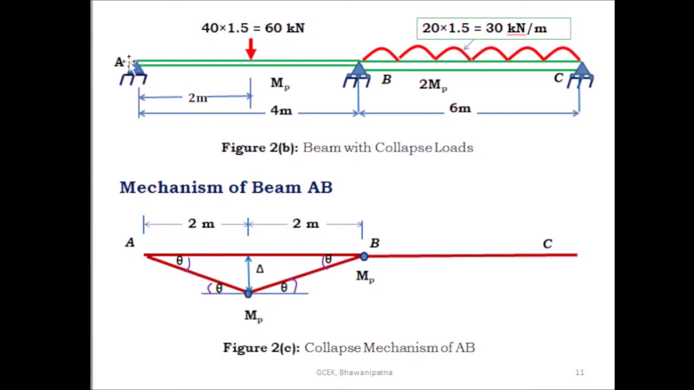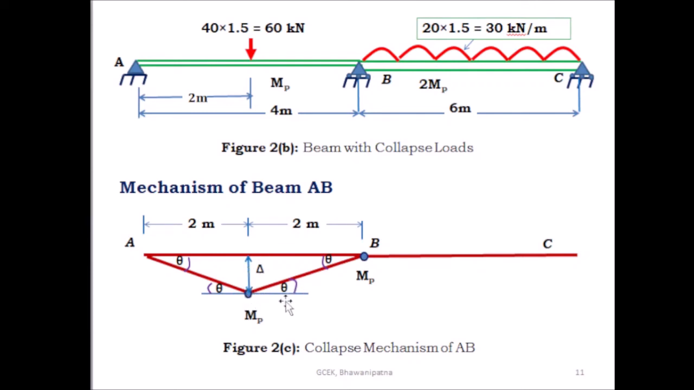So here you see the end A is simply supported. Here the moment is 0. Here there is no plastic hinge, and here two hinges will be formed: one hinge at the support B and another hinge under the load.